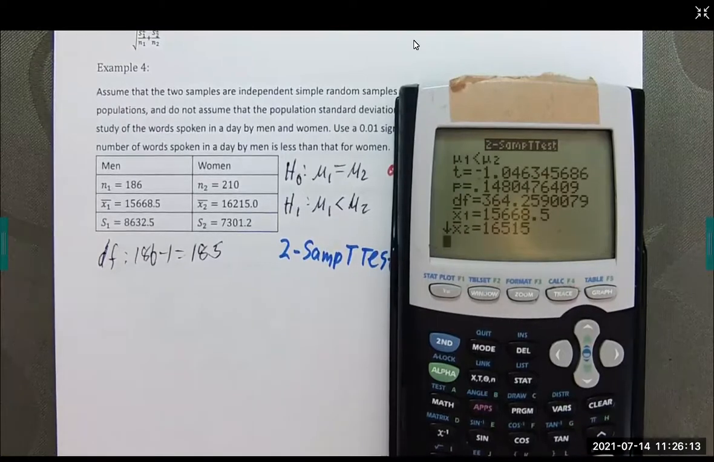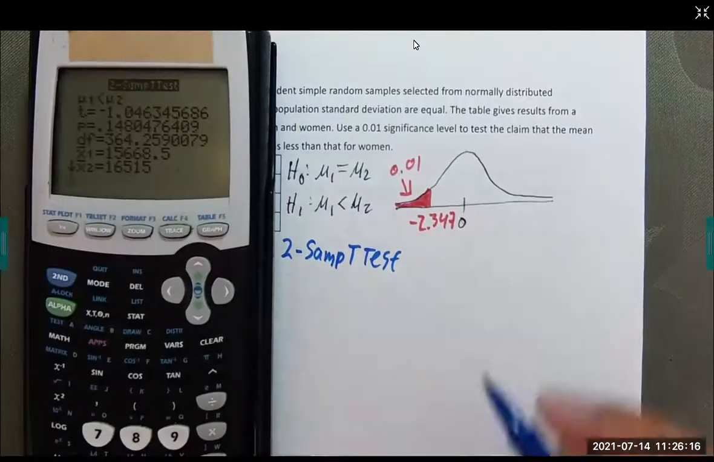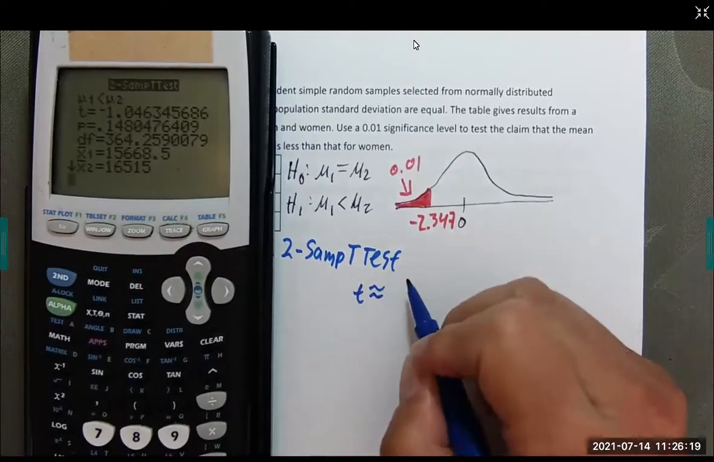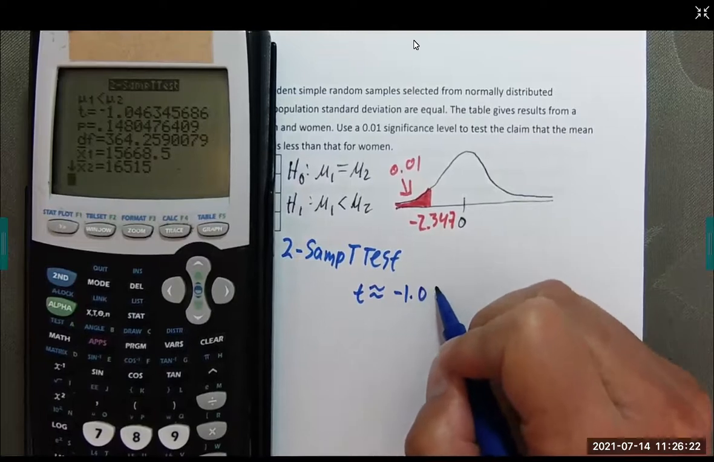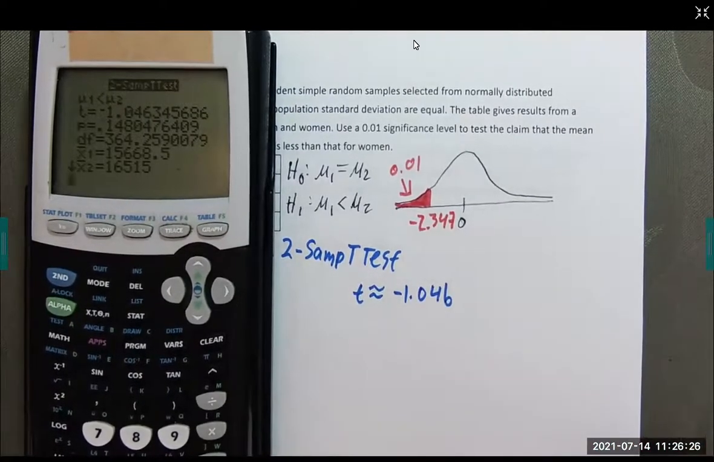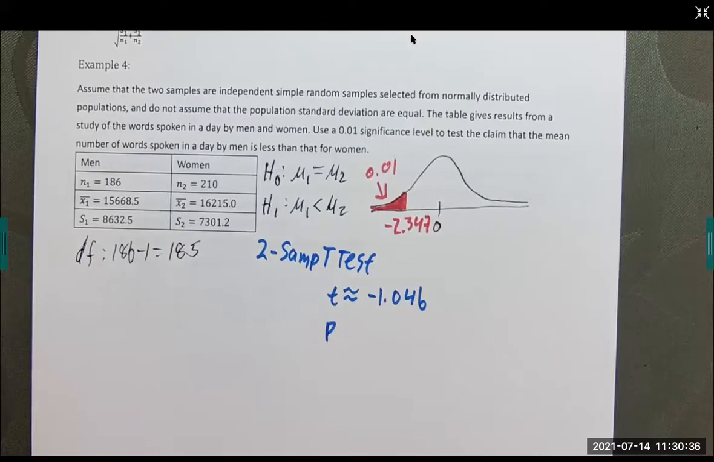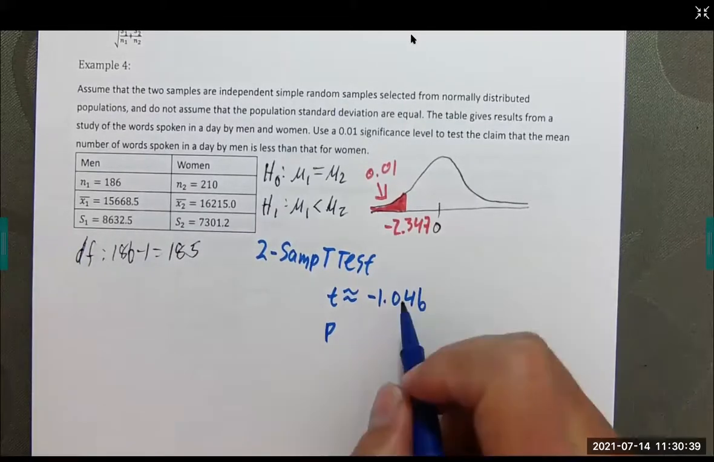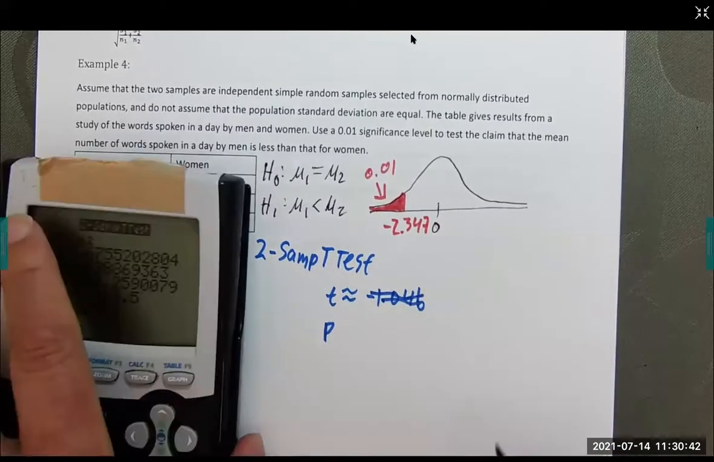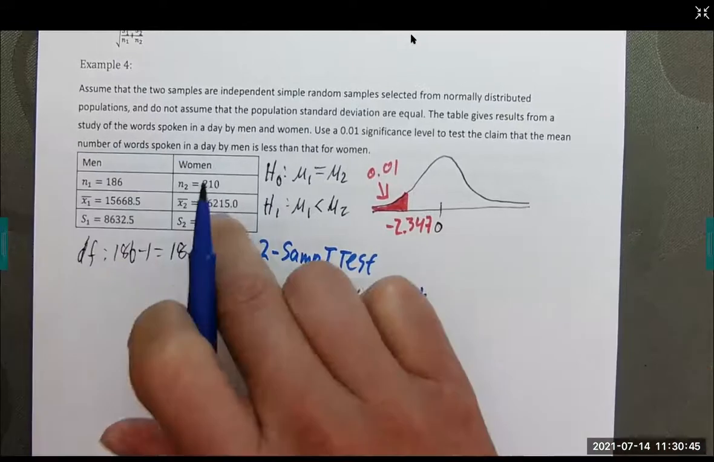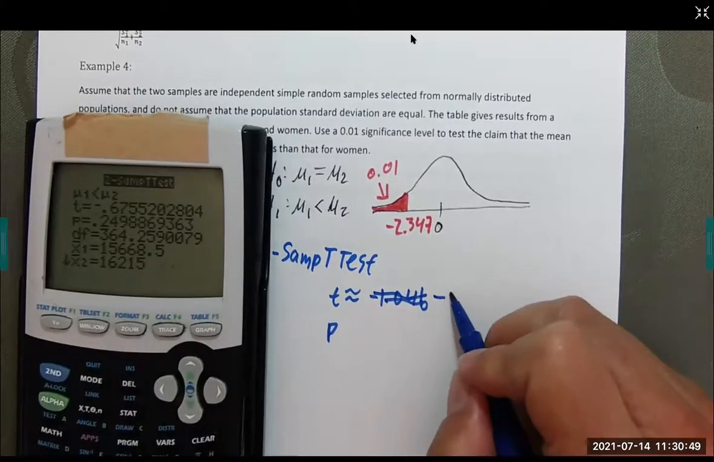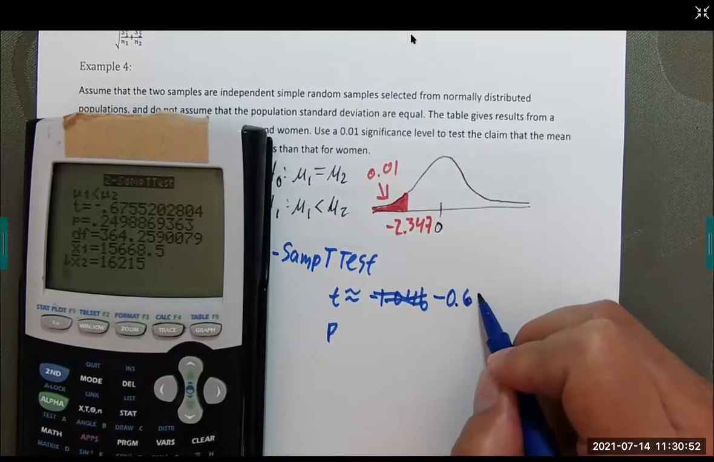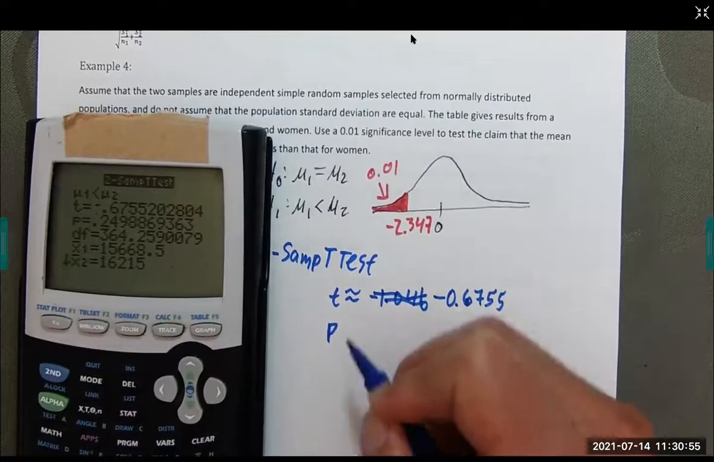And here is our test statistic. So T is negative 1.046, we'll say. And P is, I realized that I put some of the wrong numbers into my calculator, and my t values came out a little bit different. So let me fix that. I put the proper numbers in, these actual numbers, I missed one. I get that t is negative 0.6755, I guess.